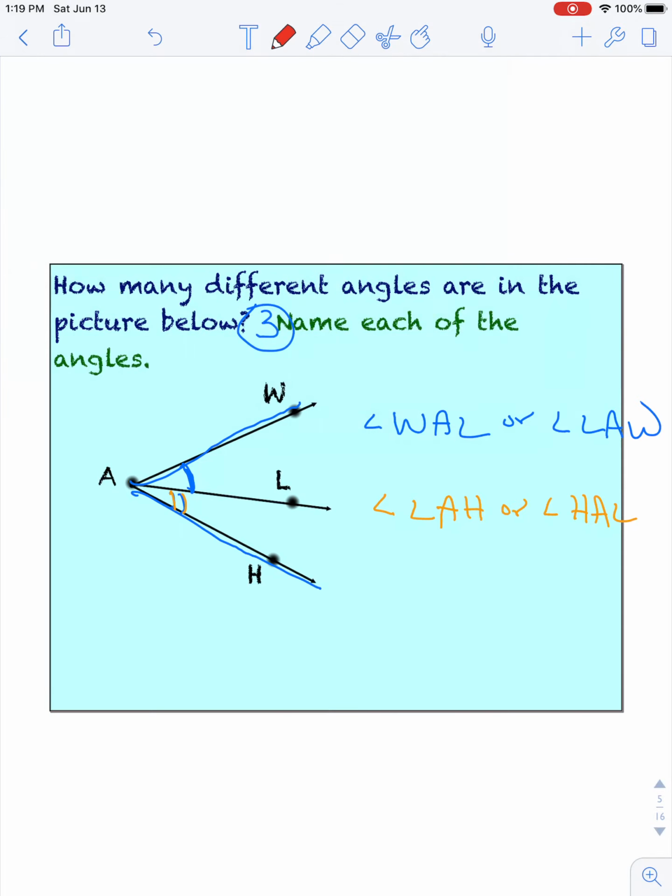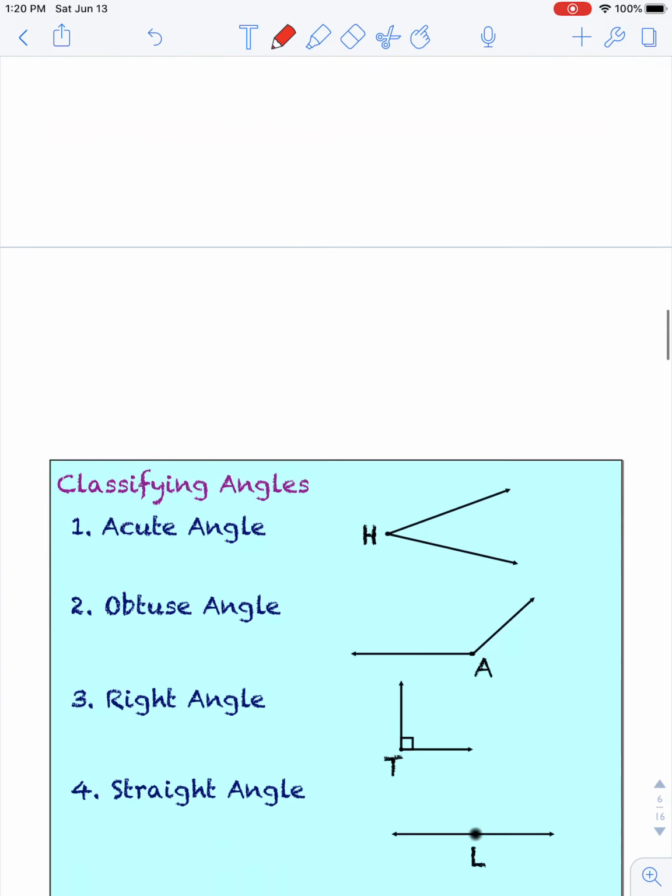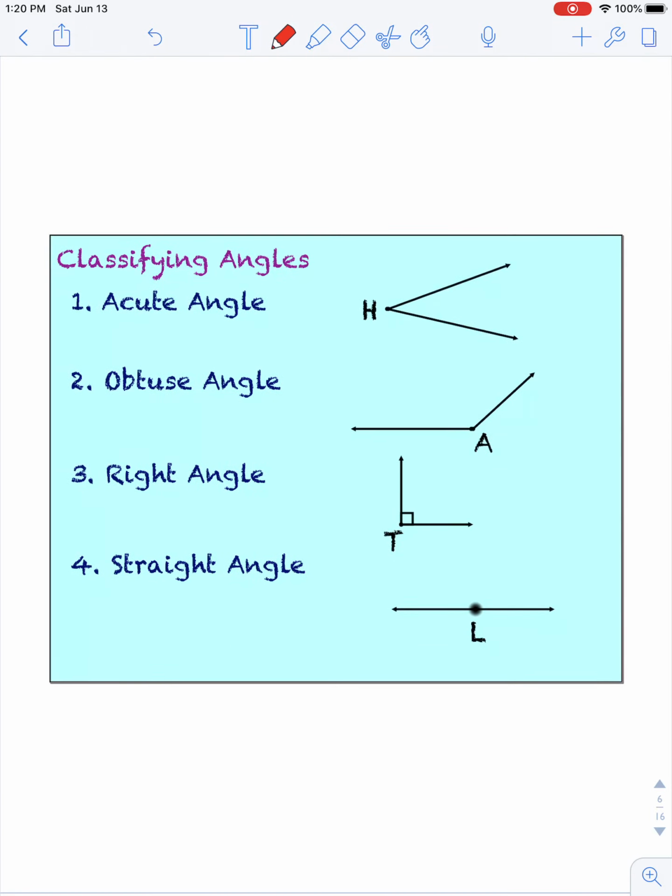And then the final angle we need to name is this larger one right here, comprised of the 2 smaller ones. And that is angle WAH, or I could name it HAW. So I'm guessing you're pretty familiar with angles and naming them. So let's talk about classifying them.